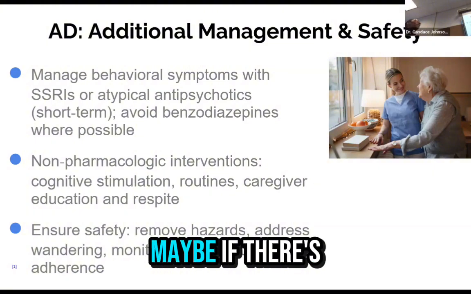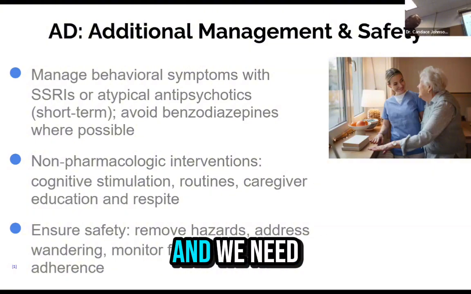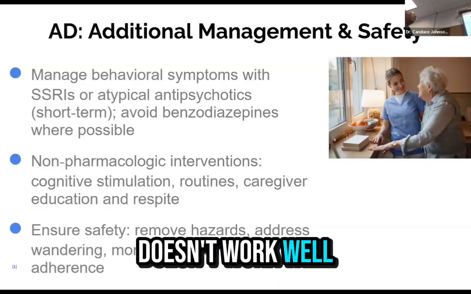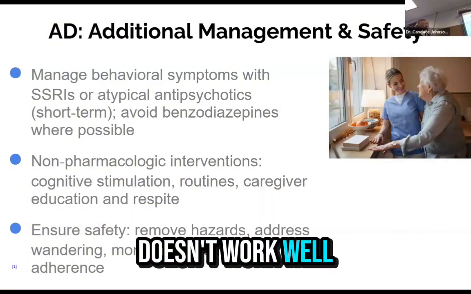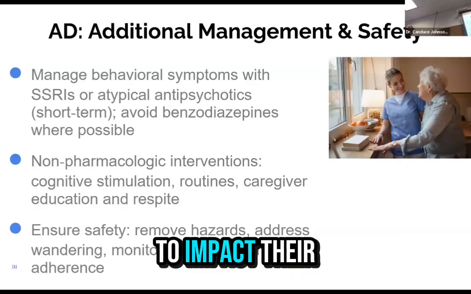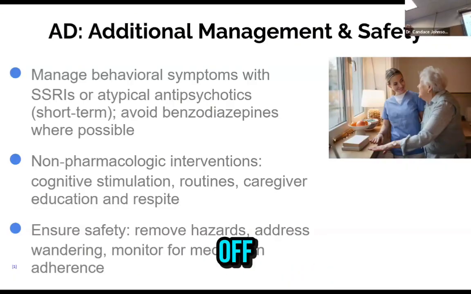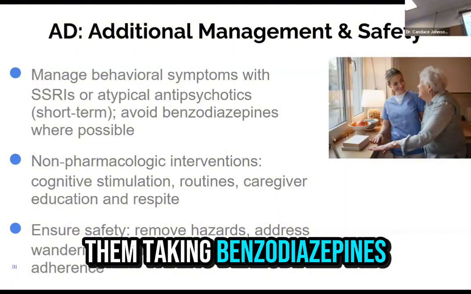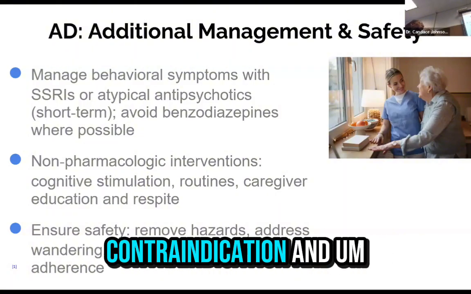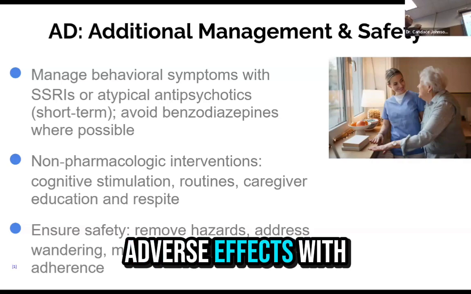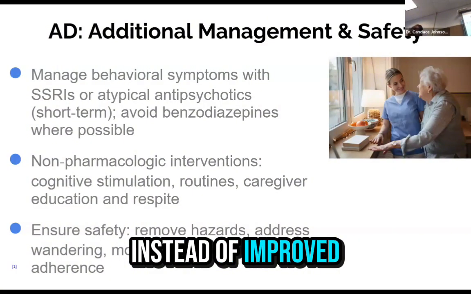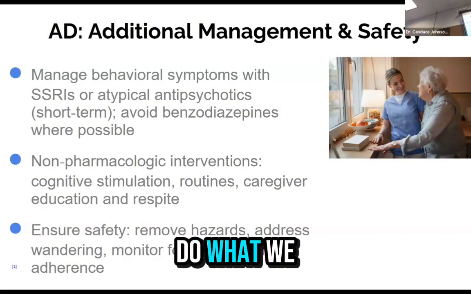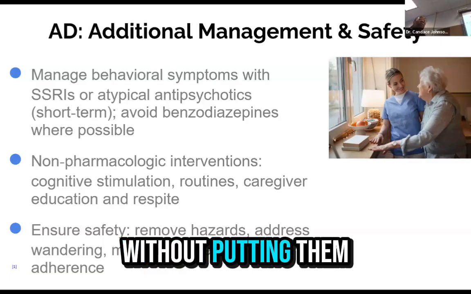All right. Maybe if there's something happening and they're really excitable and we need them to be sedated, okay, maybe a benzo makes sense, but it just doesn't work well with all the other pharmacologic interventions that they're receiving. It also doesn't work well with the brain chemistry of an Alzheimer's person. It's not worth it to have them taking benzodiazepines and possibly having contraindications and adverse effects with their other medications, but more likely causing their condition to be worsened instead of improved. It's a progressive disease, so we want to do what we can to help them be comfortable without putting them at risk.